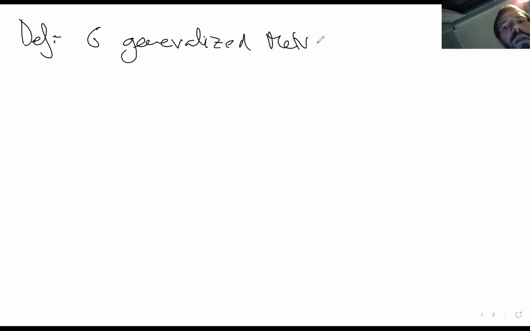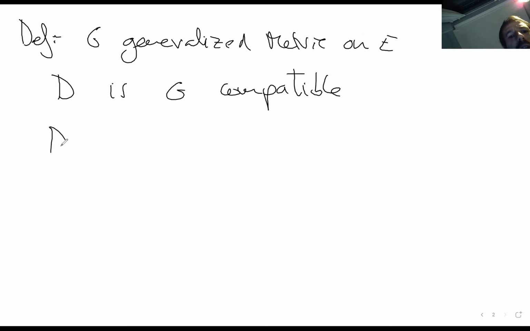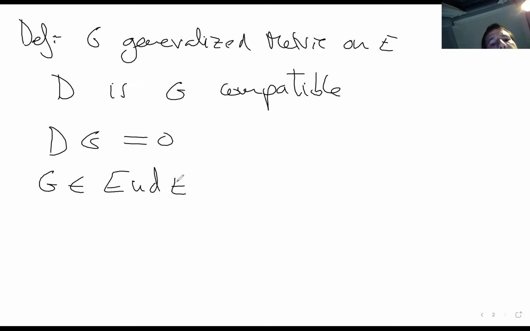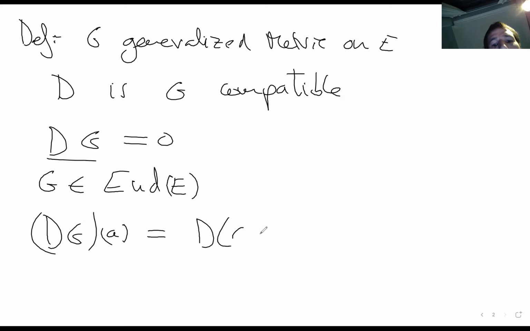Then, given G a generalized metric, I'm going to say that D is G-compatible if the action of D on G is zero. You think of G as an endomorphism with special properties. And this is the usual action of a connection on an endomorphism: let me just write it. (D_A G) acting on B is going to be D_A(G(B)) minus G(D_A B).